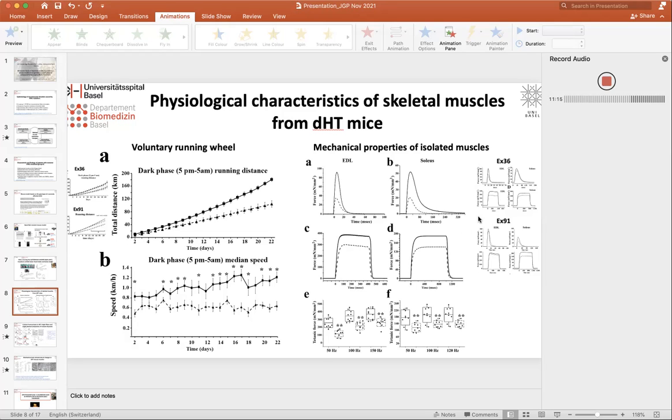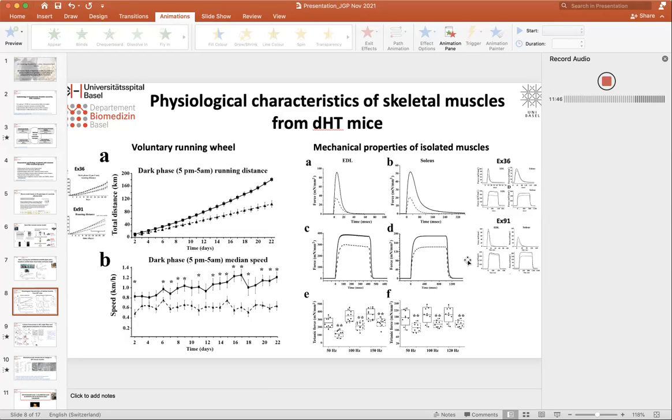What about the exon 36 heterozygous and exon 91? Well, this was quite surprising because the phenotype wasn't the same. In an exon 36 heterozygous mouse, only the EDLs contract significantly less than their wild type littermates, while the soleus muscles develop a similar amount of force. With tetanic stimulation, again, the EDL were affected much more strongly.